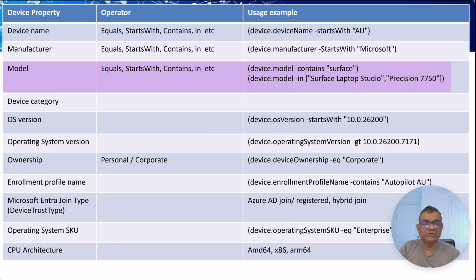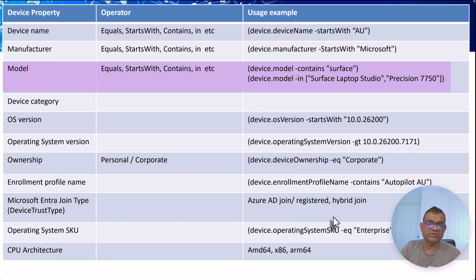a valid option. And if you wanted to create a filter for more than one device, then you have to specify proper model name. For example, device model in Surface Laptop Studio, Precision 7750 if you are covering more than one, or you can have different option in the filter. You can have two different rows also. I will be showing you.